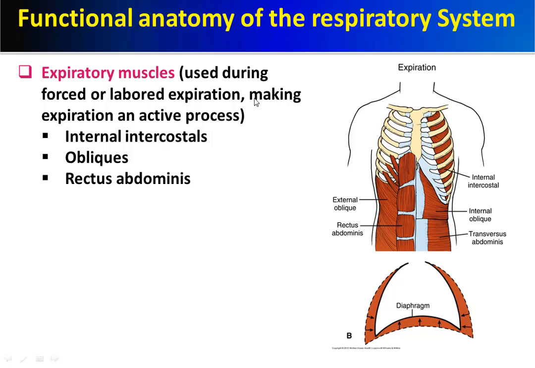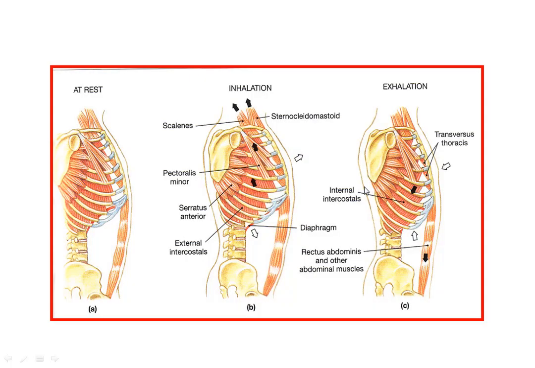In this case, expiration becomes an active process, and these expiratory muscles include the muscles of the anterior abdominal wall, which are the rectus abdominis, here we have another rectus abdominis, and the oblique muscles. We have the external oblique and we have the internal oblique, and also here we have the internal intercostal muscles.